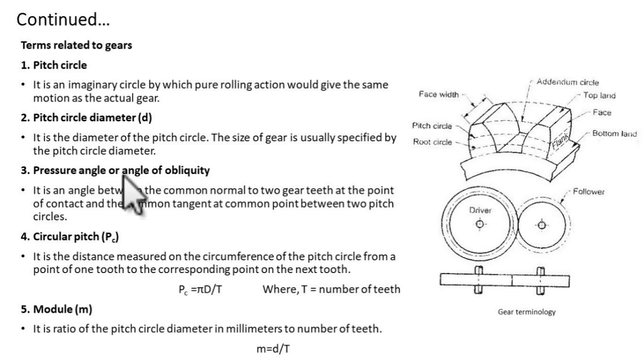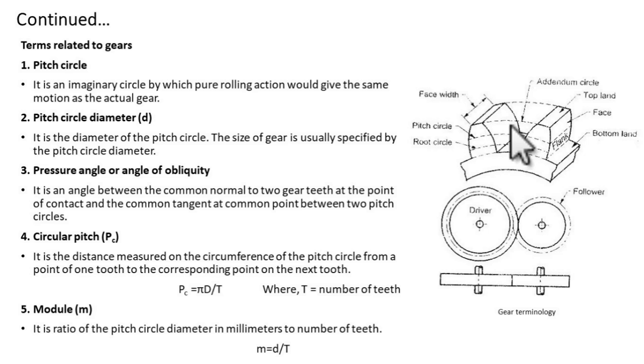Now what is pressure angle or angle of obliquity? So this can be defined by: when two gears mesh together, there is a common point of the teeth. Okay, so the common normal of the common point of teeth, written here, and the tangent of the common point of their pitch circle. Now try to understand, when two gears mesh, there is a point where teeth will match the other teeth. So at that point there would be a common normal.